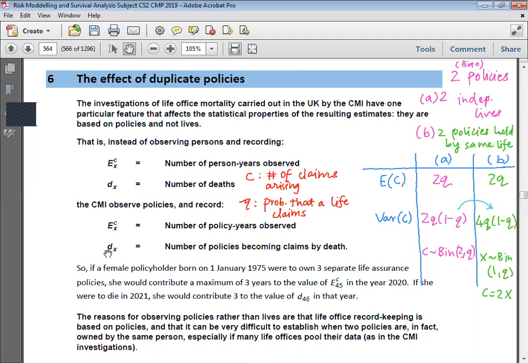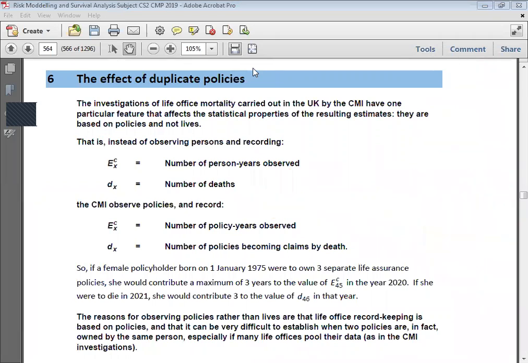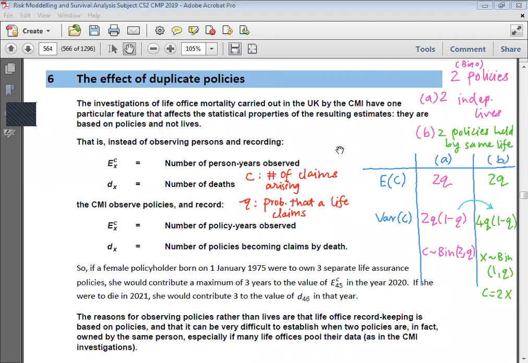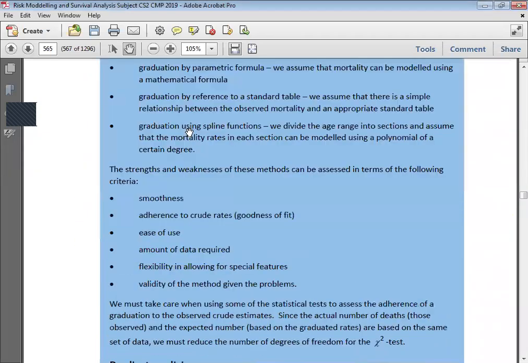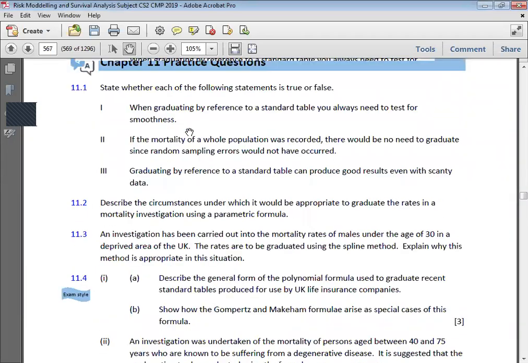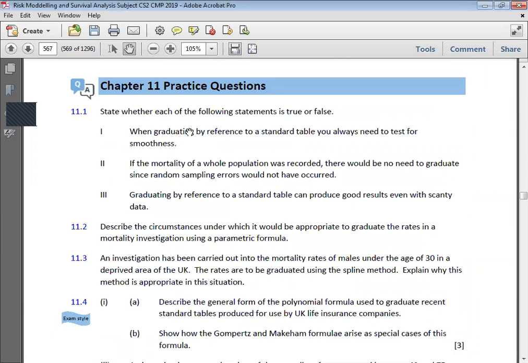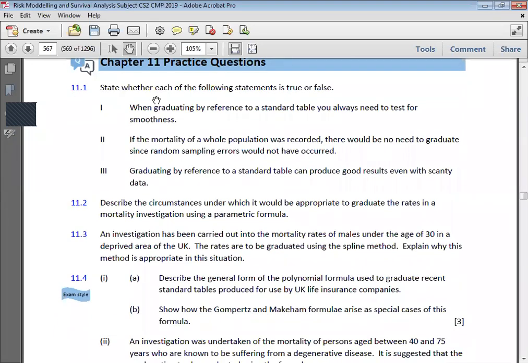And let me just close this. Actually, let's try to solve these practice questions. Here we just have to see whether these are true or false.